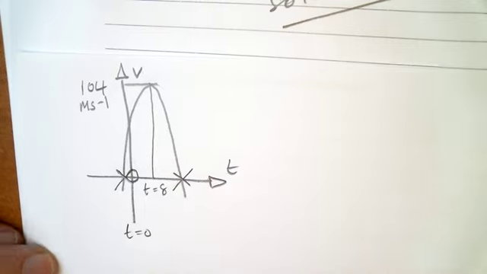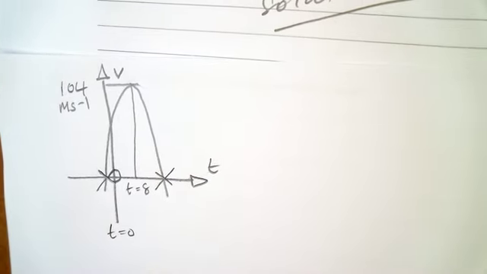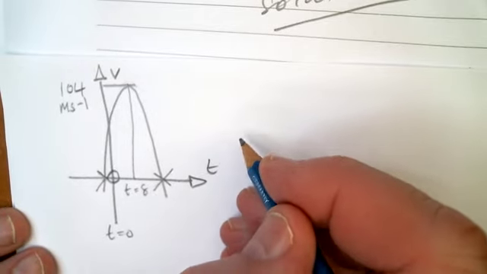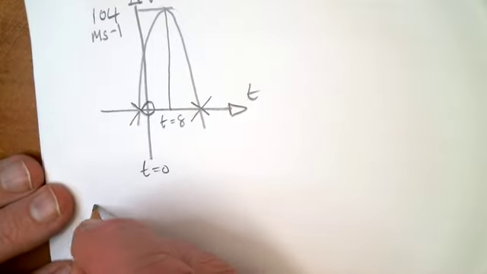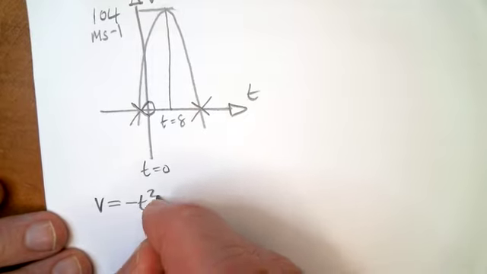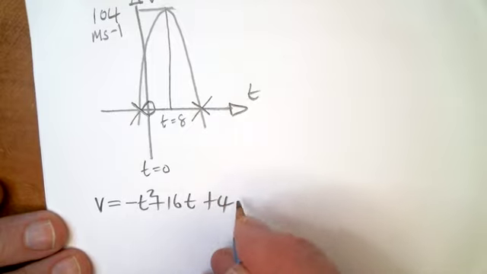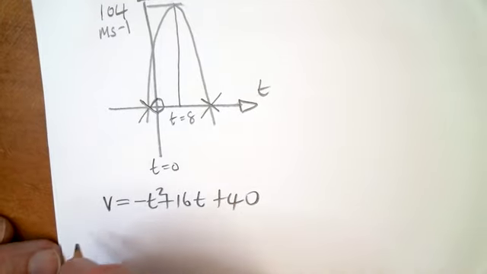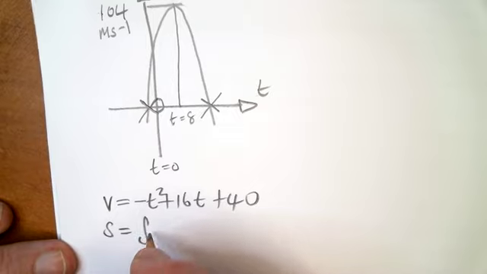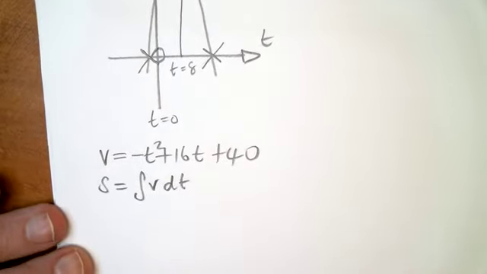how far has it traveled? Well, we know we can find the distance it's traveled. The distance it's traveled is going to be nice and straightforward. We're going to take the velocity, and let's do that now. So we know the velocity of the train is equal to negative t squared plus 16t plus 40. And we can find the distance it's traveled, which is going to equal the integral of the velocity with respect to time. And of course, we're going to add a c on the end there.